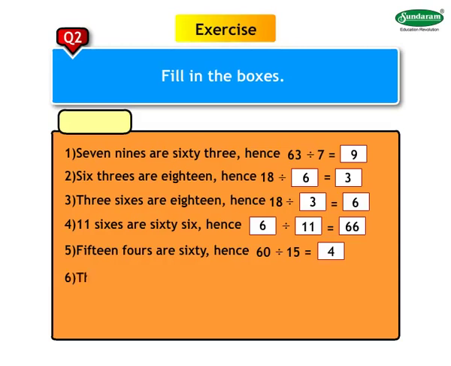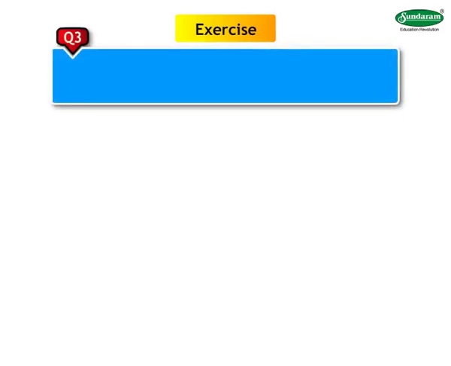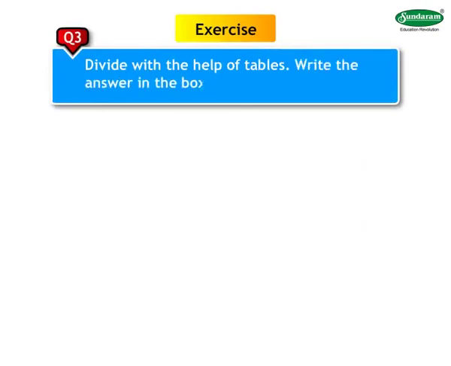6. 13 eighths are 104. Hence, 104 divided by dash is equal to 8. Here, 13 multiplied by 8 is equal to 104. Therefore, 104 divided by 13 is equal to 8. Question 3. Divide with the help of tables. Write the answer in the box.